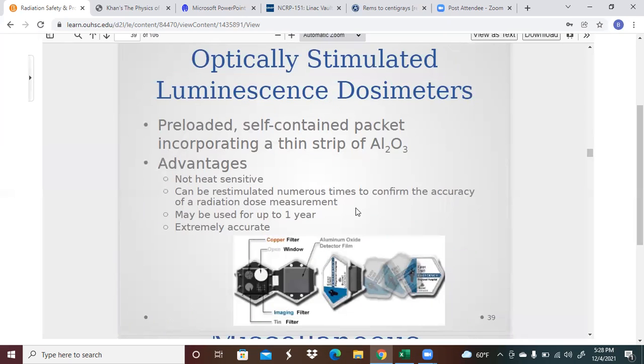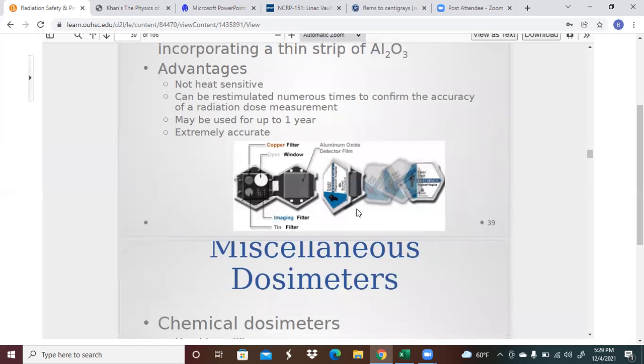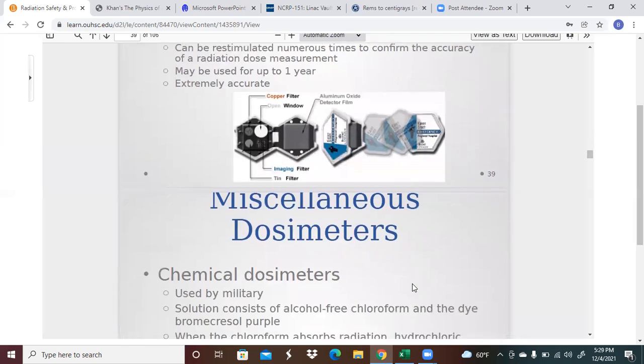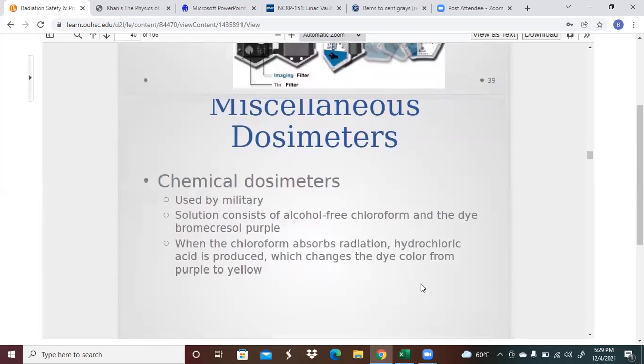Optically stimulated luminescent dosimeters. These are preloaded self-contained packets incorporating a thin strip of aluminum oxide. Advantages: they are not heat sensitive. They can be re-stimulated numerous times to confirm the accuracy of a radiation dose measurement. May be used for up to 1 year, and they are extremely accurate. I've never actually opened up one of these to see what's inside. That's probably a good thing.